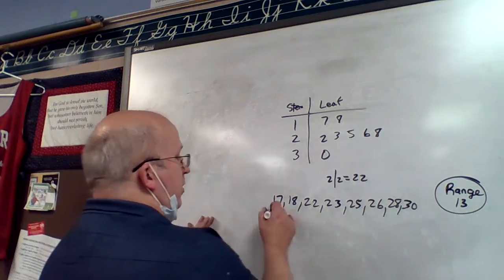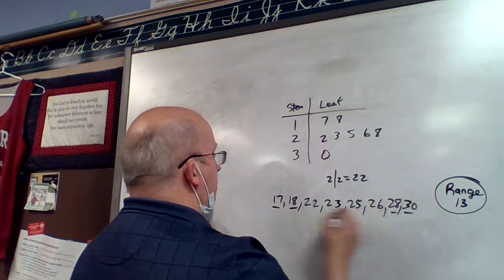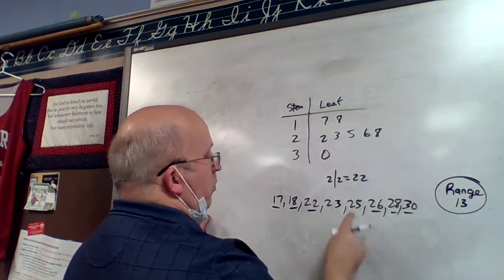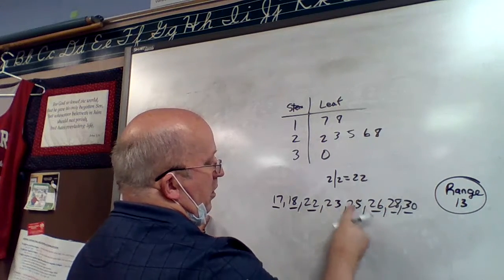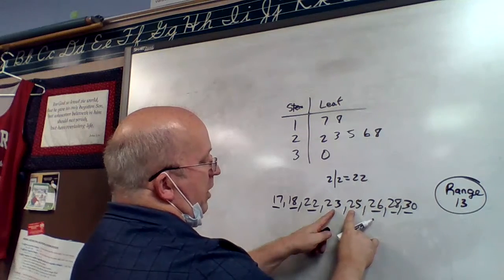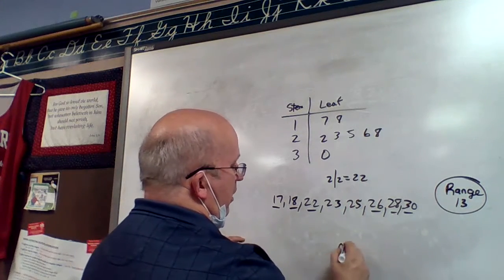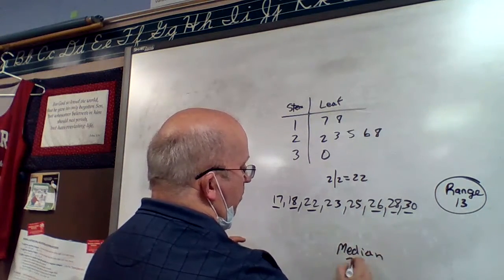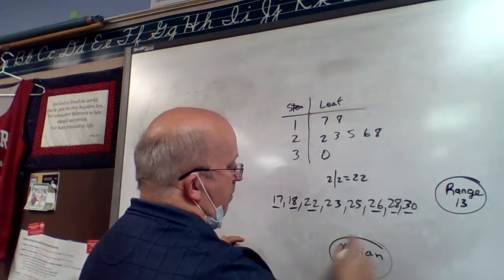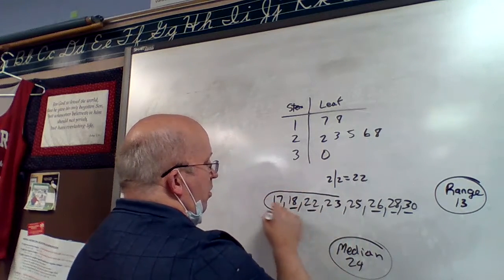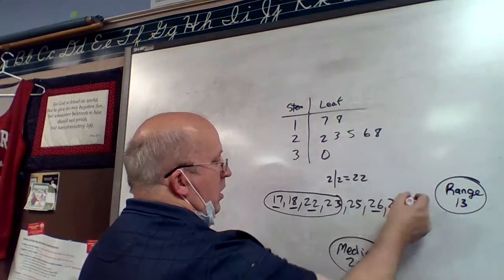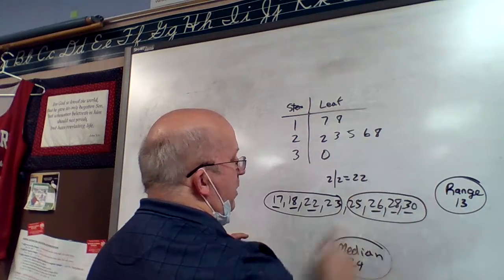Okay, let's find the middle number. Uh-oh, we've got two middle numbers. See that? Two middle numbers. So I'm going to add them up and divide by 2. And when I do that, I get a median of 24. Now, I'm going to ignore that median, and I'm going to look at all of the numbers that are smaller than that median, and all of the numbers bigger than that median.